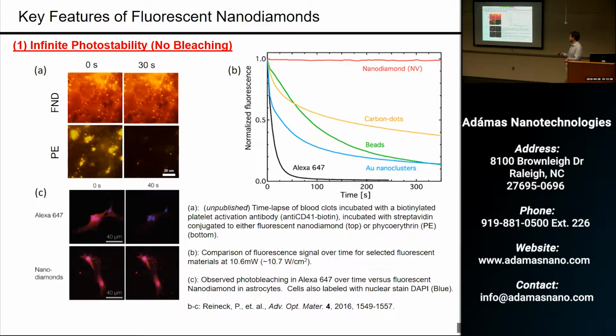So the key features of diamond, and perhaps one of the most important features of the fluorescence of diamond color centers, are their infinite photostability. And I showed 2 examples here. This example was demonstrated by Reineck and coworkers in 2016.